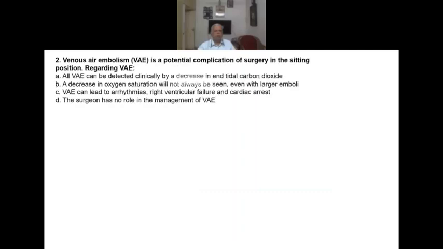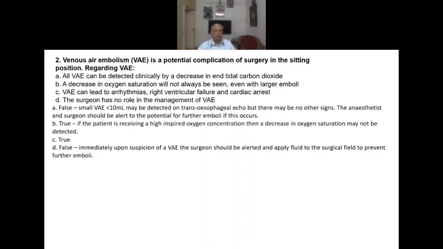Now this is another multiple choice question, true or false. Venous air embolism is a potential complication of surgery in the sitting position. Regarding venous air embolism, question A is, all venous air embolism can be detected clinically by a decrease in the end-tidal carbon dioxide. Is it true or not? Anybody who can answer? So the answers are also there.